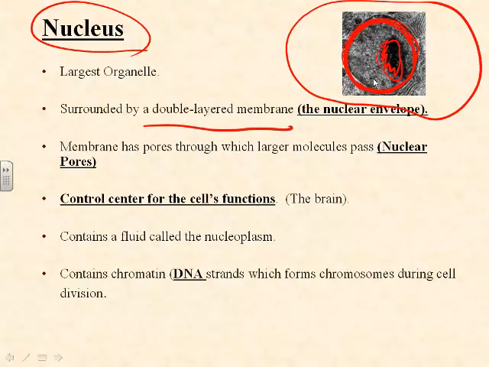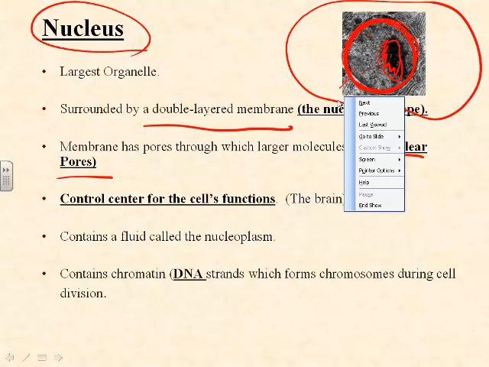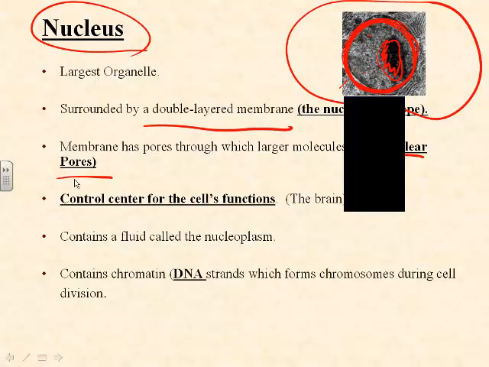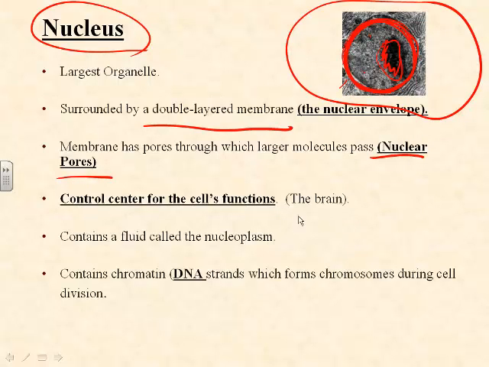And because things are made here within this nucleus, it's really important that it does have holes in it. So there are nuclear pores, and those pores allow whatever material or substance is made within the nucleus to travel out of it, to get to the endoplasmic reticulum and move through the cell. It is the control center for the cell. It's often referred to as the brain.